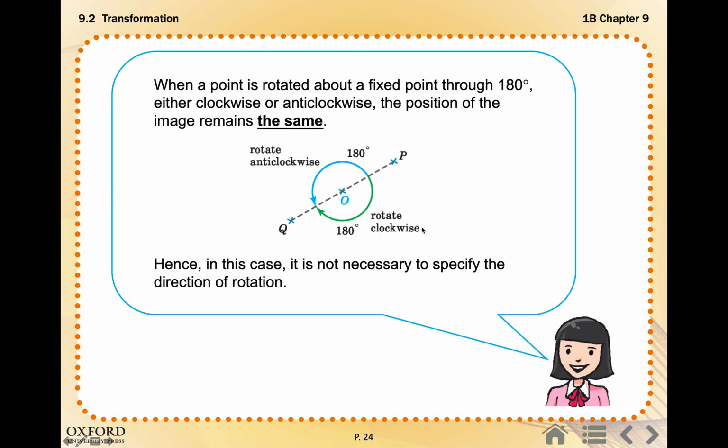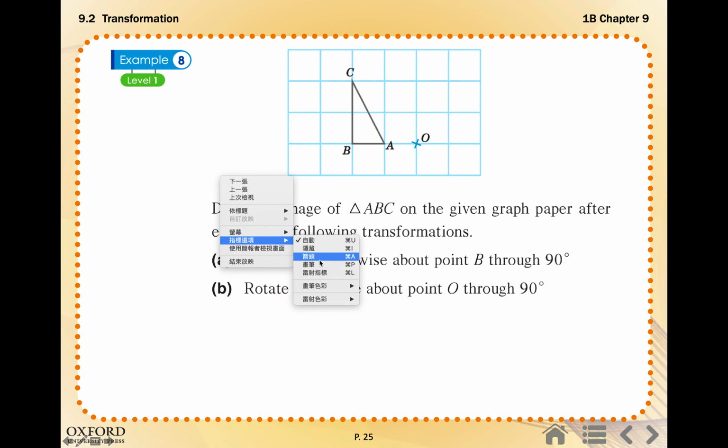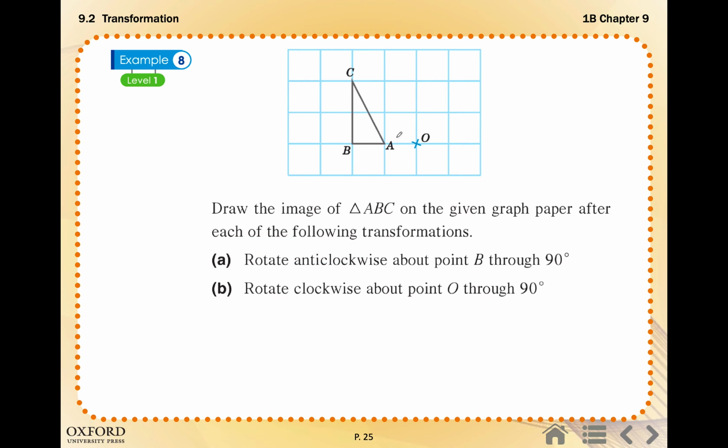So I may consider point A move in this direction. Then in the movement, I always look at the point here. For point A, move in this direction. And then I always draw a line between the vertex A and the fixed point B. Then rotate for 90 degrees. And remember, the length of AB should not be changed. That is 1 unit. That's why after the rotation, also 1 unit. So here is the image of A.